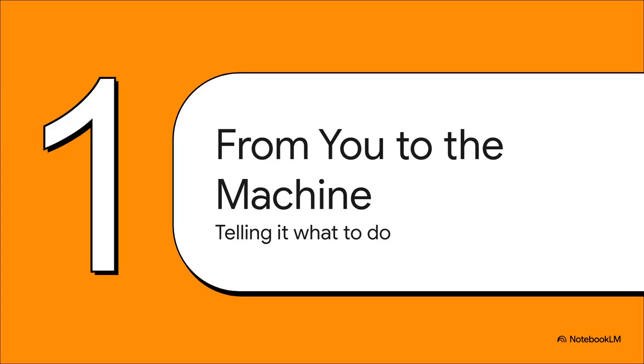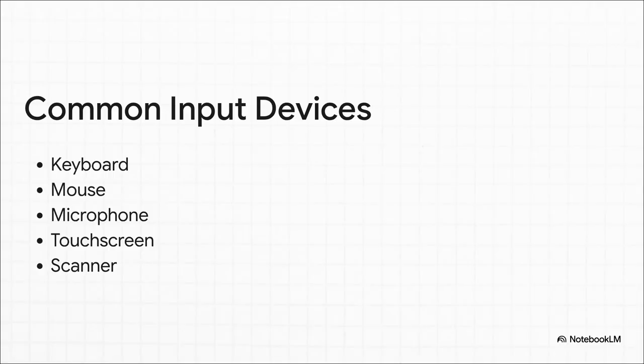So our journey begins right at that boundary between our world and the digital one. It's all about how we take an idea or an action from our head and translate it into a language that the machine can actually understand. We do that translation using what we call input devices. Whether it's a keyboard turning your press into a tiny electrical signal or a microphone turning the sound of your voice into a digital stream, these are basically the senses of the computer.